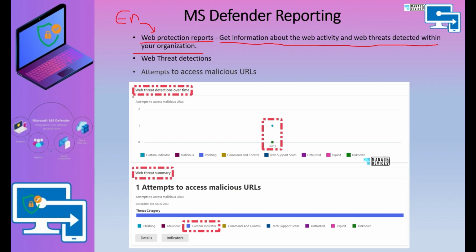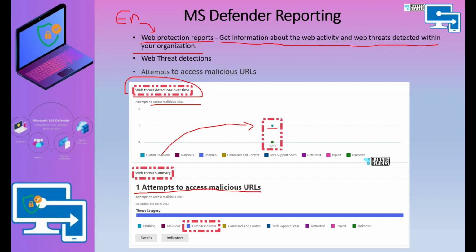So as you can see, there are two examples over here. One is, if you look at the color code, the custom indicator color code is here. That means an attempt to access a malicious URL. ChatGPT is not a malicious URL, but this is just for a testing scenario. And we want to use indicators to block ChatGPT in this particular example.